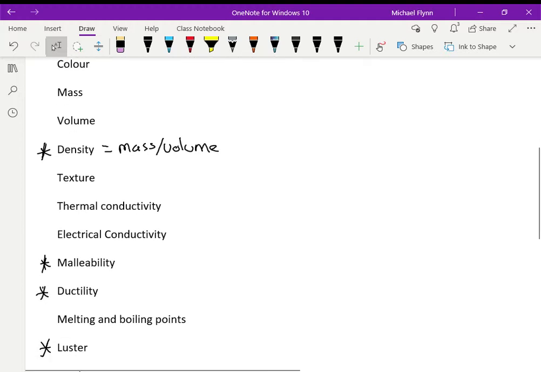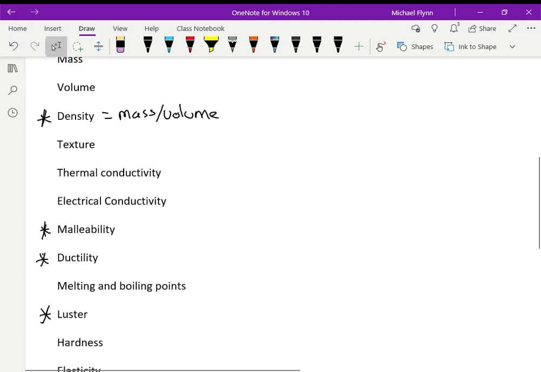Those three are quantitative, right? Like mass, volume, and density. Texture is like roughness and smoothness. Thermal conductivity is how well something conducts heat. Like a metal spoon would be a good conductor of heat and a good conductor of electricity, whereas a wooden spoon would be a poor conductor of heat and a poor conductor of electricity.